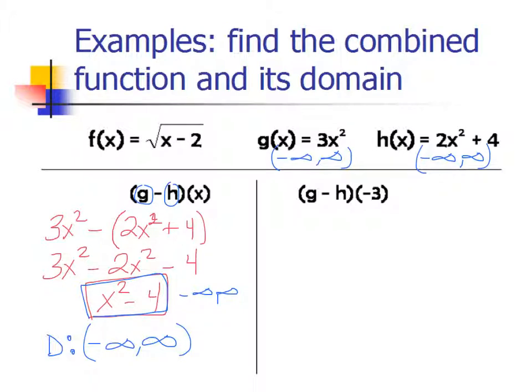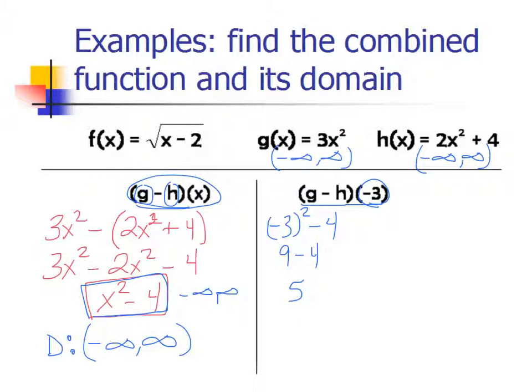Okay, last thing. What I'm going to do on this one is g minus h of negative 3. So all that means is, hey, take your g minus h function and plug in negative 3. Okay, so right here is my g minus h of x, and I'm going to plug in negative 3. So if I plug in negative 3, it's going to be negative 3 squared minus 4, so 9 minus 4 gets me a 5. And so that's how we would evaluate it at a certain point.